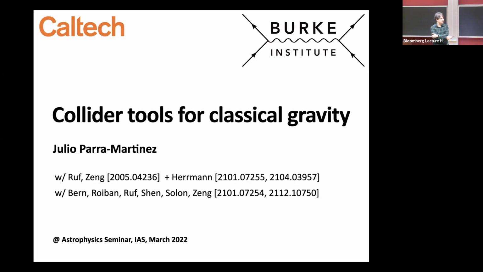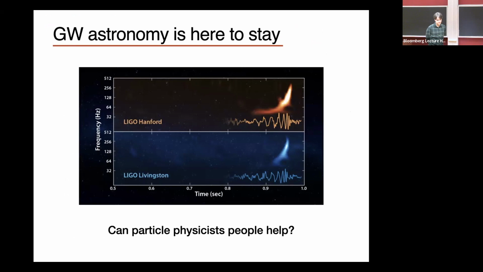So I'm going to tell you about a program that's been ongoing for the last couple of years, where a bunch of particle physics people have teamed up to try to help with this effort of gravitational waves. Basically, we believe that gravitational wave astronomy is going to be around for the future of science, and we were very excited about it. We asked ourselves, can we actually do anything to help? The way we are trying to help is by importing tools that were originally developed for computing cross-sections for collider experiments, perturbative tools that we can use to try to solve some problems in classical general relativity, which have some relevance for these beautiful events that gravitational wave observatories are seeing.